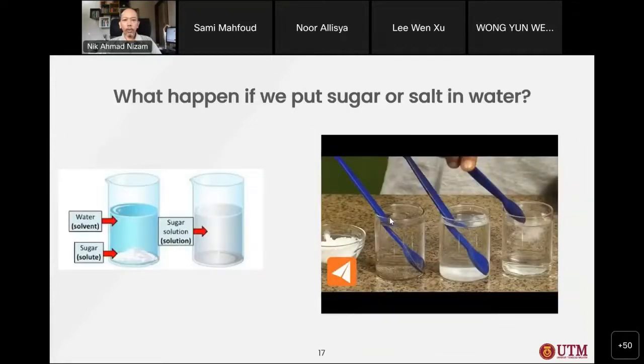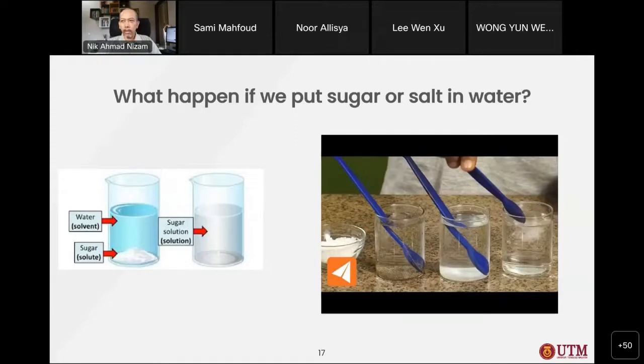Okay, so what happens if you put sugar or salt in water? We know that if you put sugar in water, or make coffee, it will dissolve. Water is the solvent, and when we stir the sugar, it dissolves in water. Actually there is an interaction between the sugar and the water. The sugar remains the same in the water.